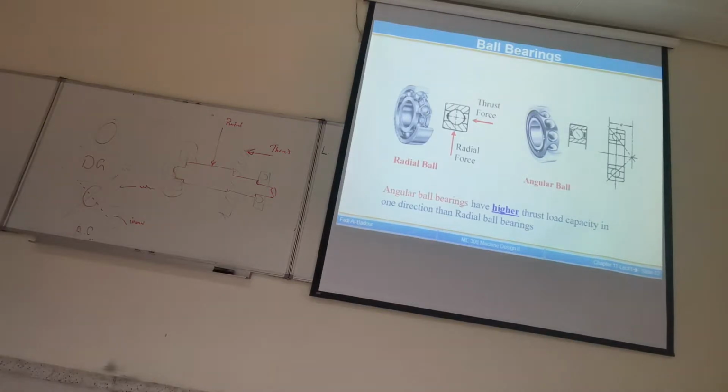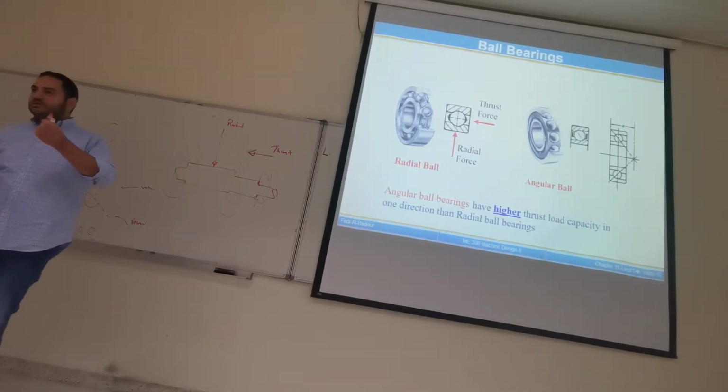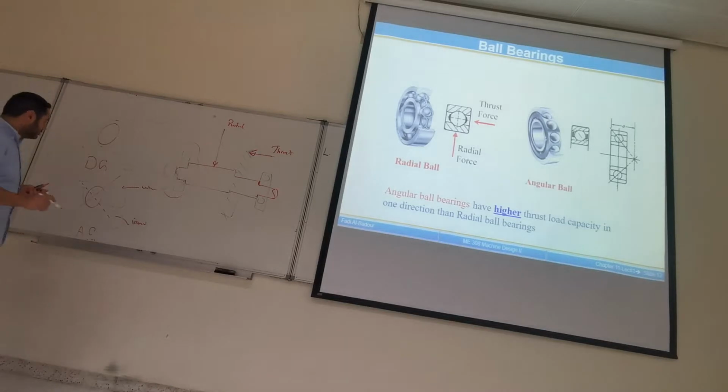So if I have a combined load, thrust load and radial load, the thrust load will cause the ball to roll at a different axis. So instead of having contact here and there, we'll have contact here and there. So the axis of rotation is tilted. By this, I can carry more thrust load.